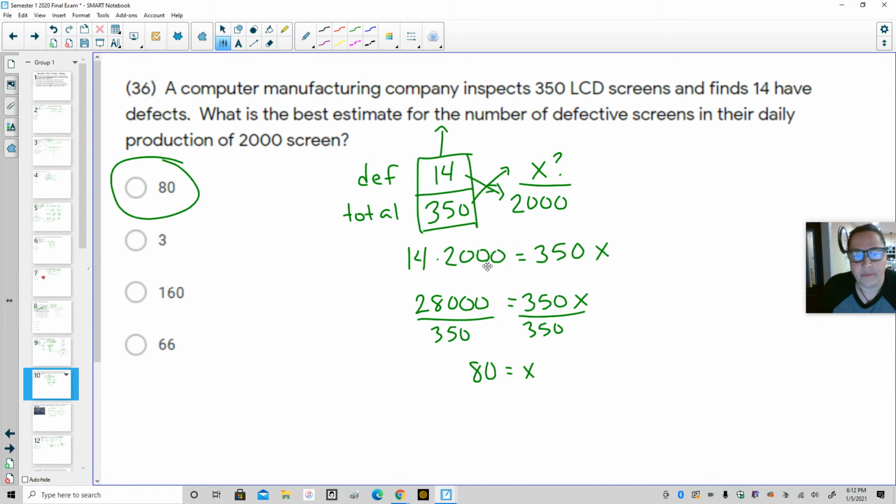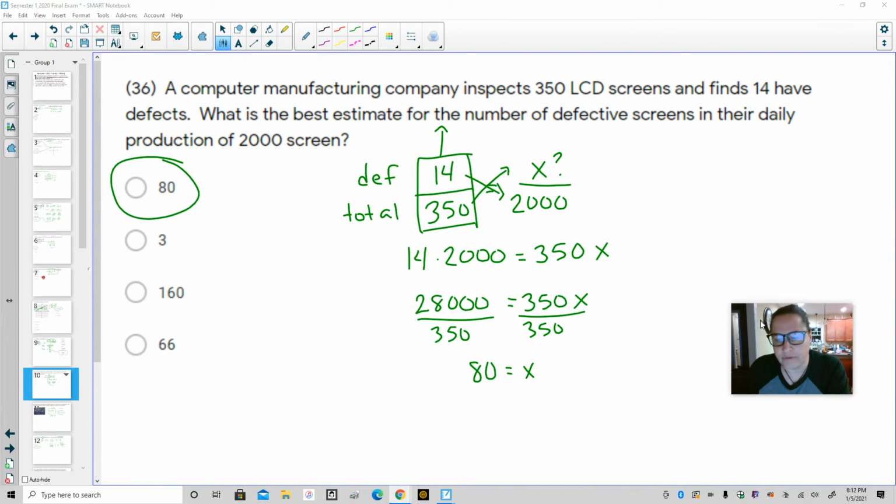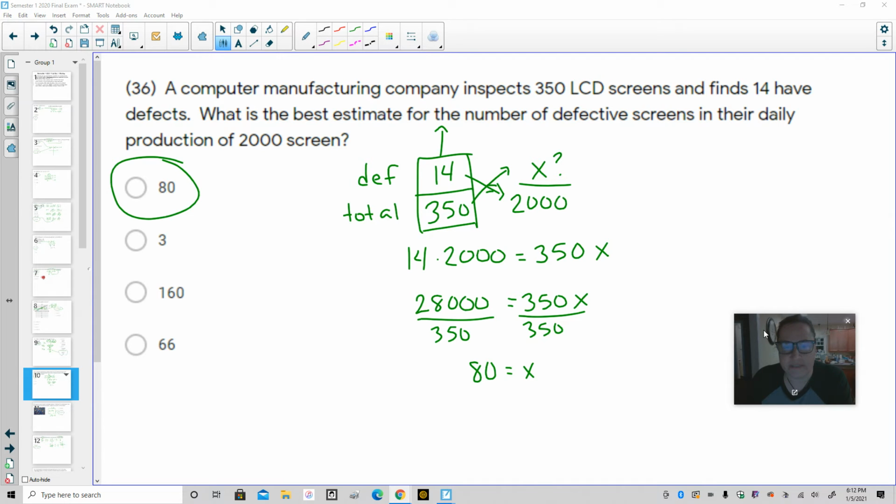A computer manufacturing company has 14 defective of 350 LCDs. So how many will it have out of its daily production of 2,000? Two proportions, two fractions set equal. Then we're going to cross multiply. 14 times 2,000 equals 350 times x. Use the order of operations and you discover that 80 of those would be defective in a daily production of 2,000.